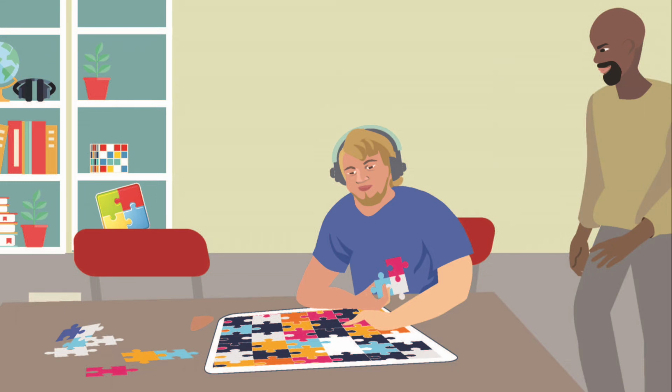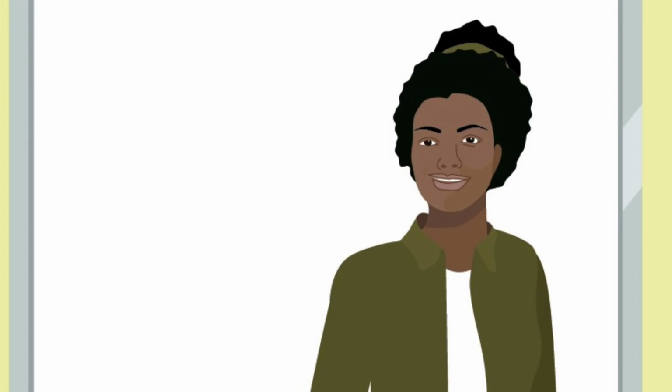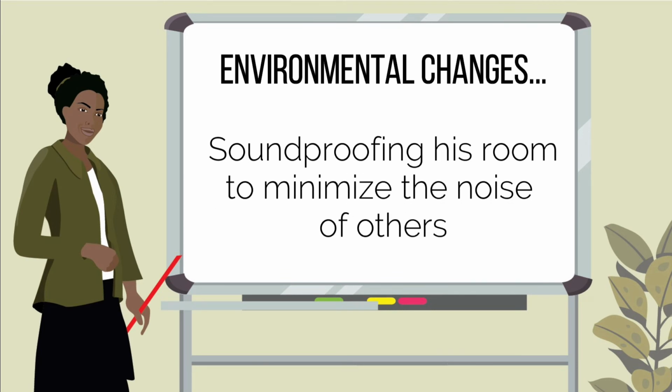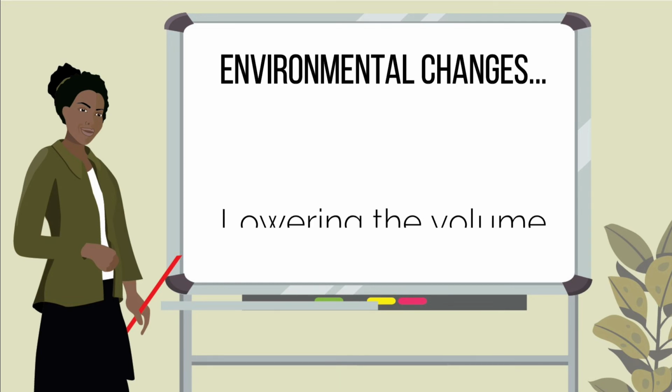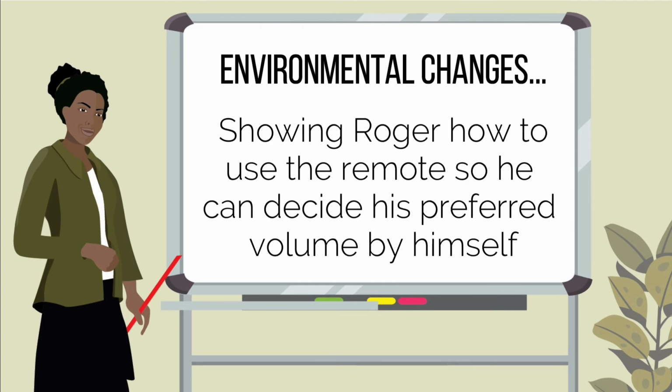When he is in an environment like this, he will use challenging behaviors to create space for himself. This behavior makes others leave him alone. Just because Roger does not like noise and the frequent company of others, doesn't mean he should have a bare and lonely environment. Here are some things we can do to help. Environmental changes can include soundproofing his room to minimize the noise of others, offer noise-canceling headphones for him to wear, or lowering the volume while watching TV and showing Roger how to use the remote so he can decide his preferred volume by himself.